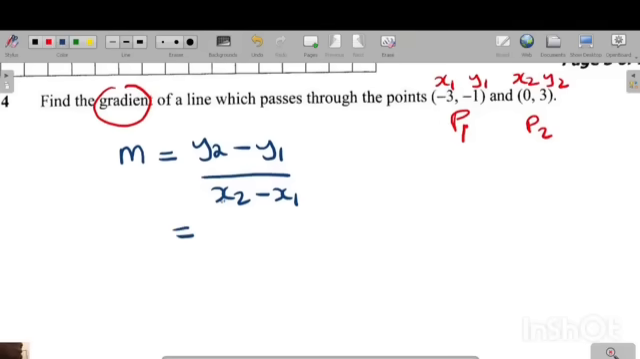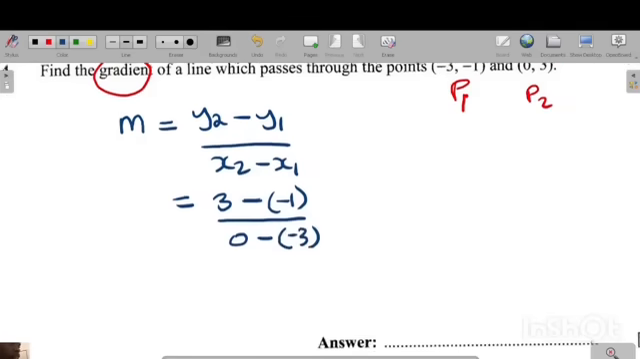So we are going to have y2 is 3, okay, 3 minus y1 is -1. So put in brackets like this, please. Many students make mistakes here. Put in brackets here. If you have a negative, you're subtracting a negative, you make sure that you put it in brackets like this. Then divided by x2. X2 is 0. So you have 0 minus x1 is minus 3, negative 3. So put in brackets like this, guys.